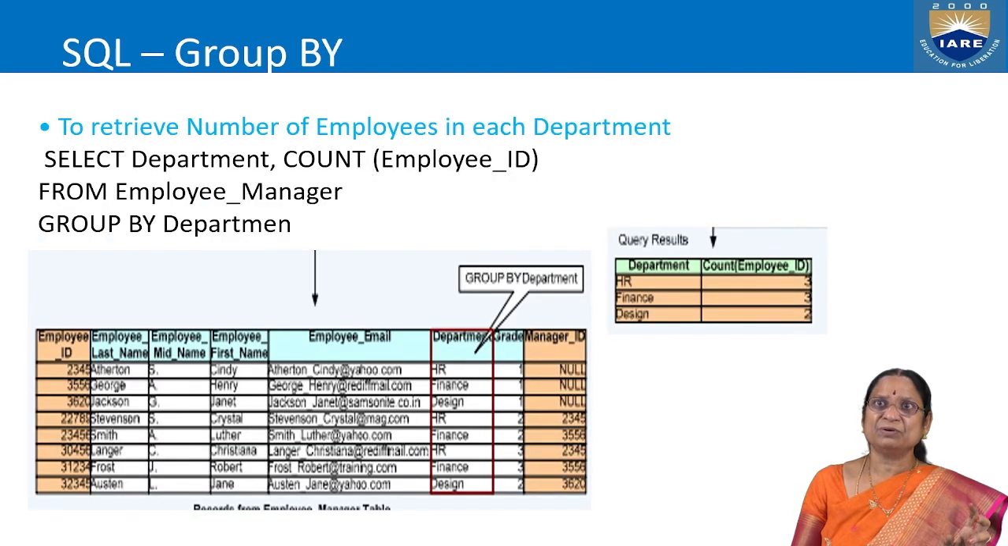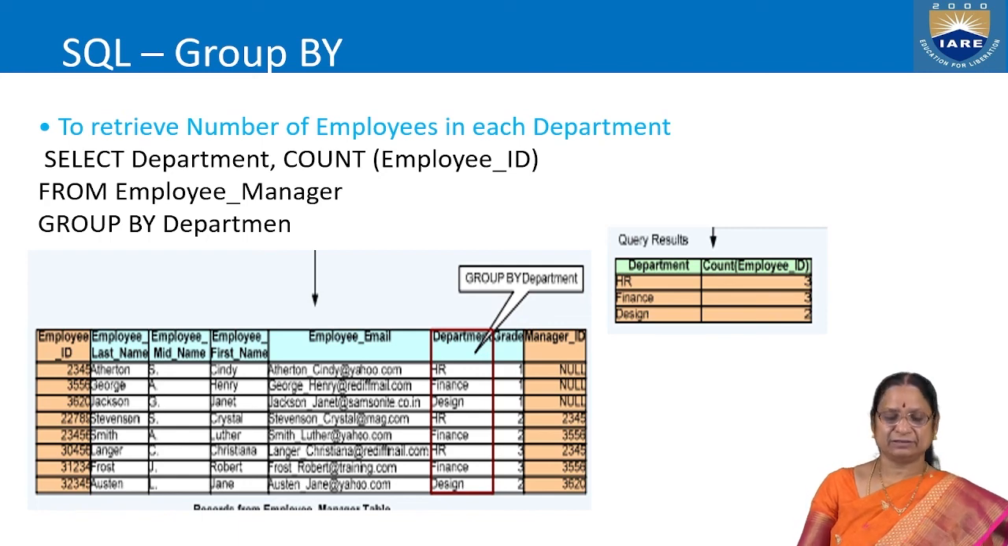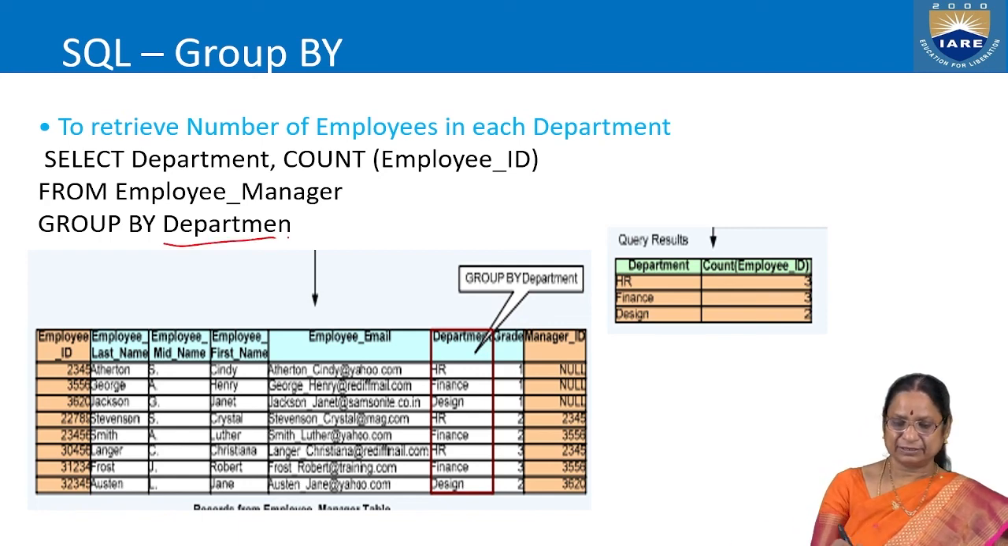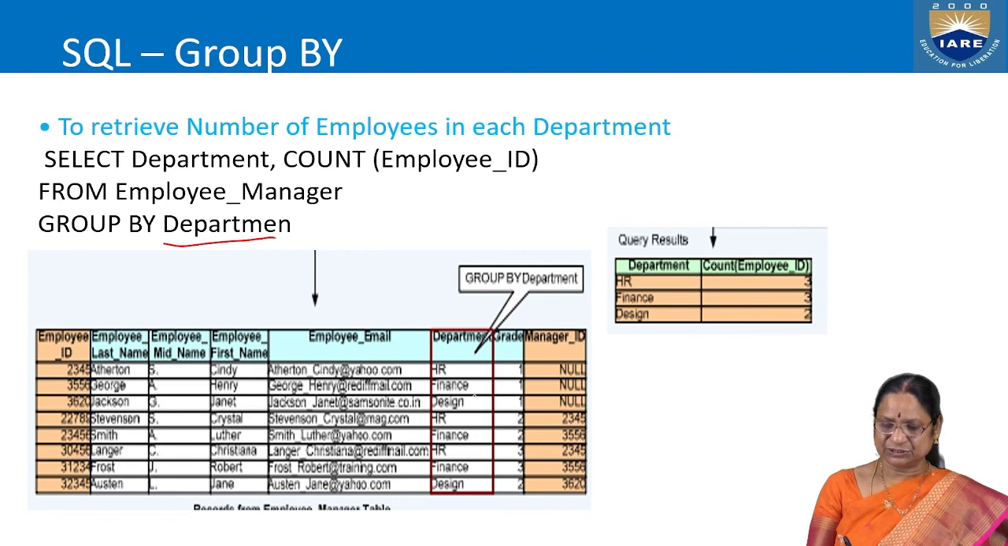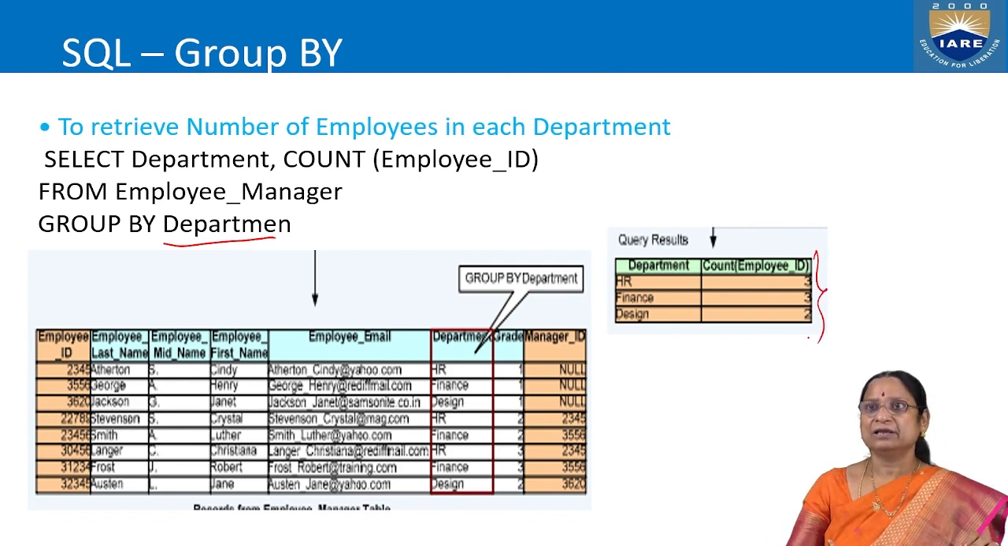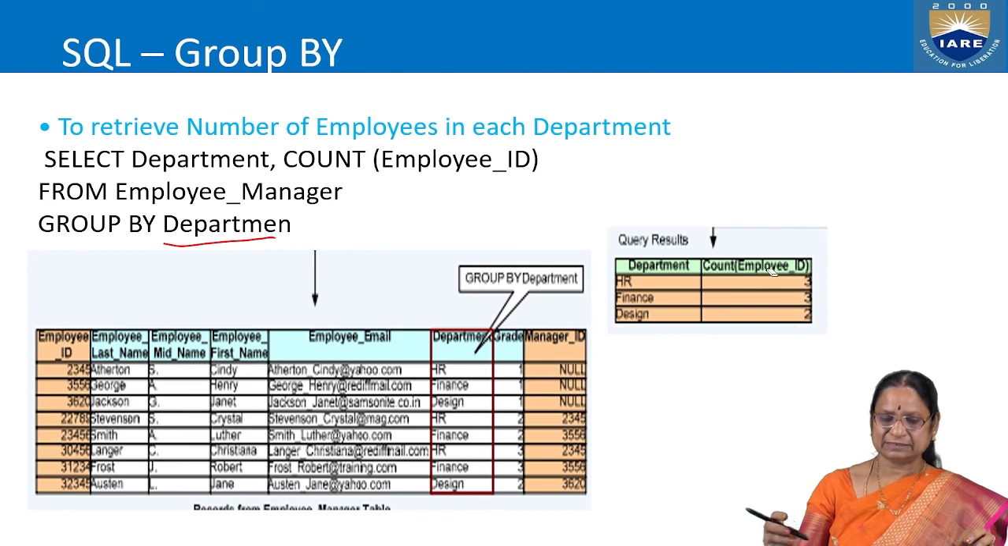To retrieve the number of employees in each department: select department, count of employee ID from employee, group by department number. Here department number is there: HR, finance, design, and there are 3. So I'll get 3 only as an output. The number of employees in each one is counted. This is the result we are getting actually. Group by clause.